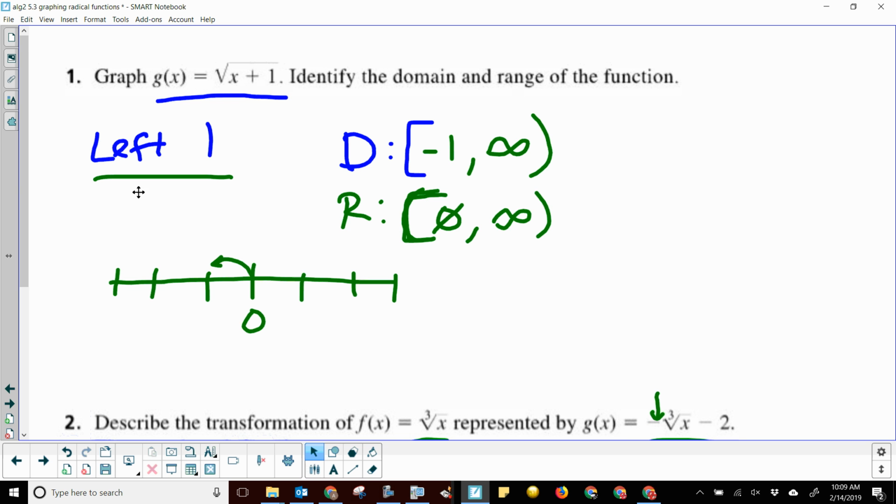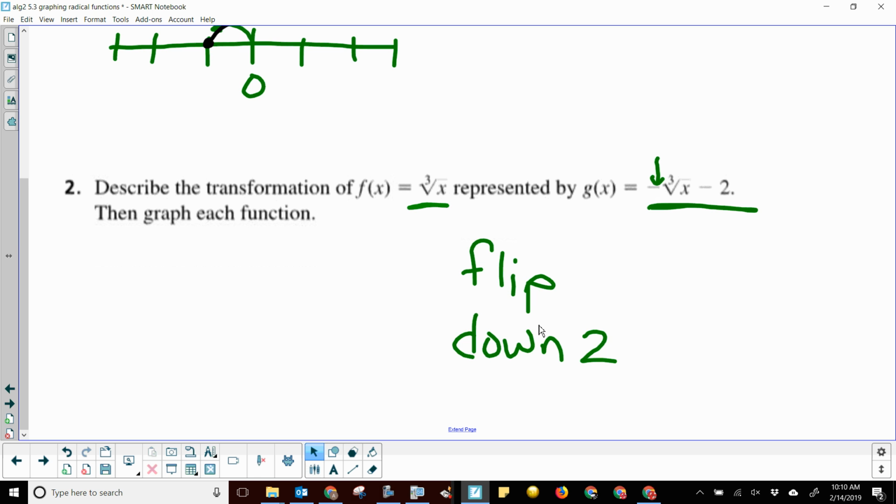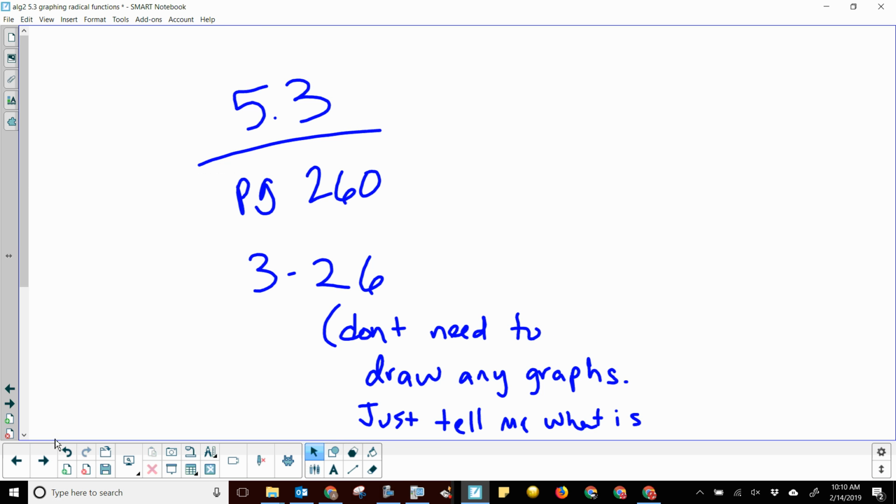So we moved to the left one, and our domain went backwards 1. So on a number line, if we're moving to the left, knowing that my graph is going to start like this and go that way, if I move to the left 1, then I know my domain goes backwards 1. Describe the transformation. Well, we flip, and then because that's outside my square root or my cube root, I know I'm going down. So that was pretty much it.